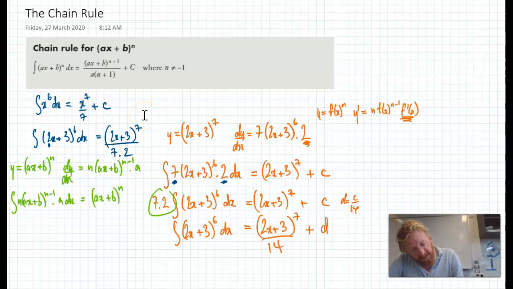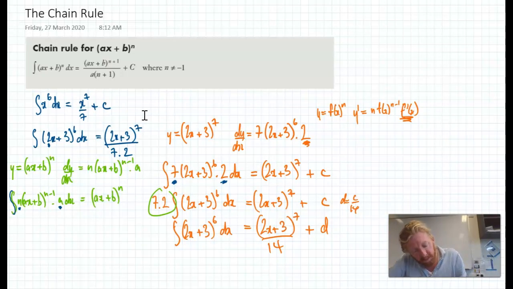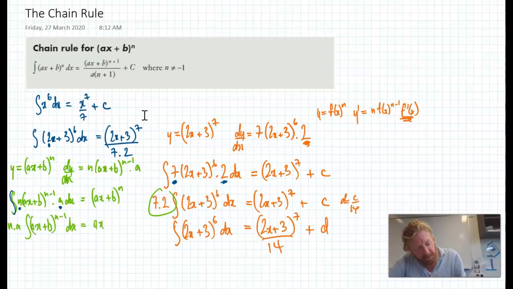Again, these n's and a's are constants. I can drag those through my integration sign. Okay, I can't do that with a function of x. I can only do that with a constant. Dragging them through, n by a, integral of (ax plus b) to the n minus 1 dx equals (ax plus b) to the n, dividing through by n times a, which is just what we did here.